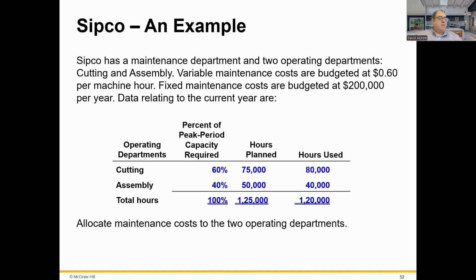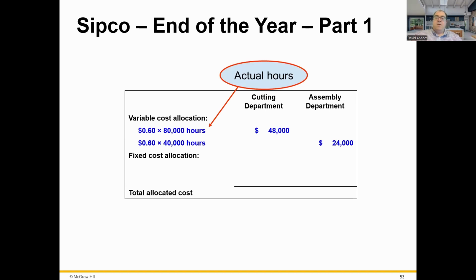So the variable costs would be allocated by multiplying the budgeted variable rate, which is 60 cents per machine hour, by the actual activity level for each operating department. And so we see the number of hours planned: 80,000 hours for one department and 40,000 hours for the other, for the cutting and the assembly department. We get the amounts there.